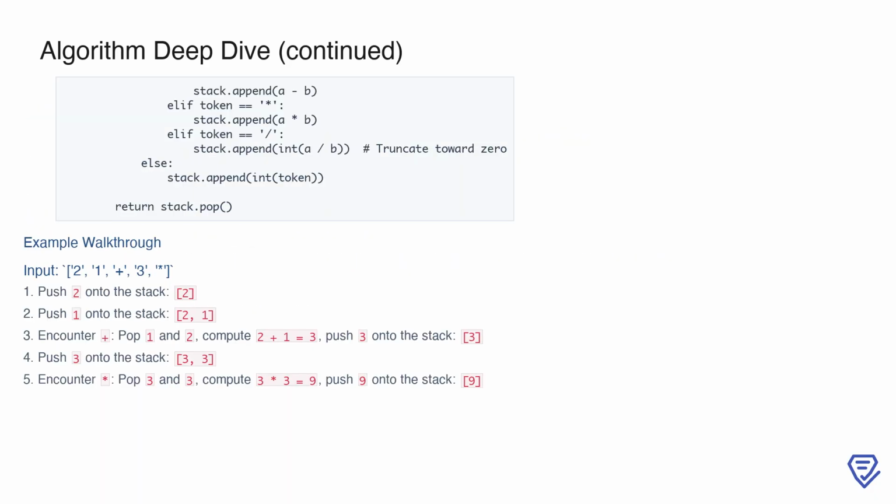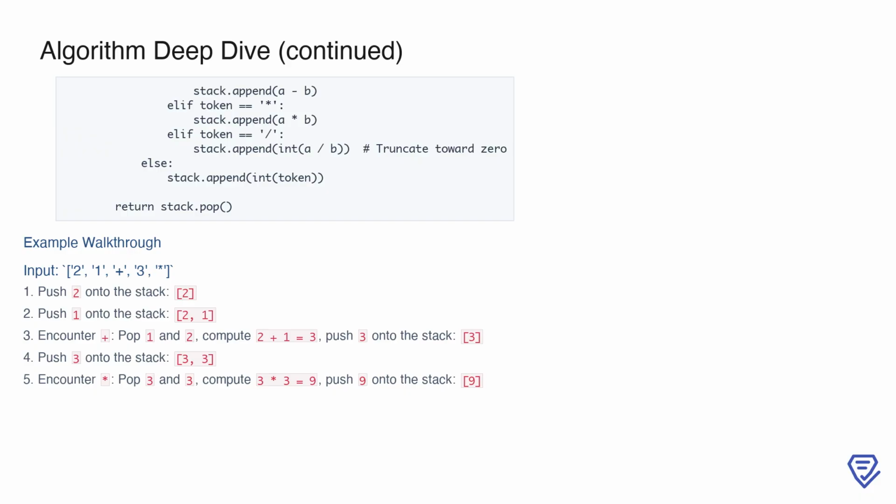The Python implementation continues by handling each operator case. For addition, subtraction, multiplication, and division, we compute the result and then push it back onto the stack. Division is handled specifically using integer division to ensure truncation towards 0. After processing all tokens, the final result is obtained by popping the lone value from the stack.